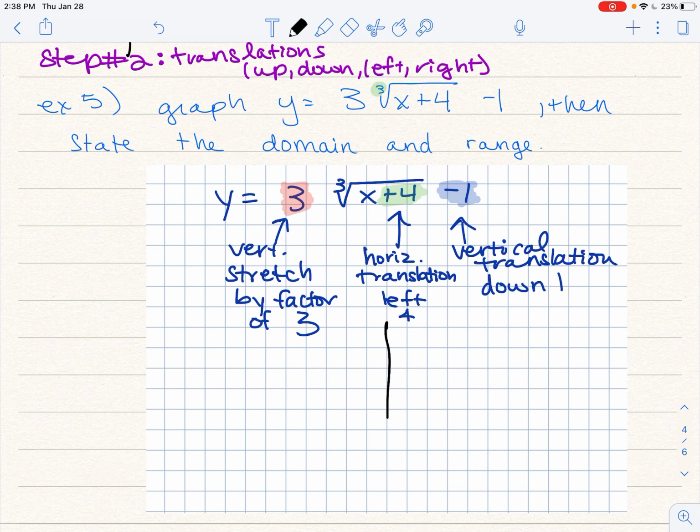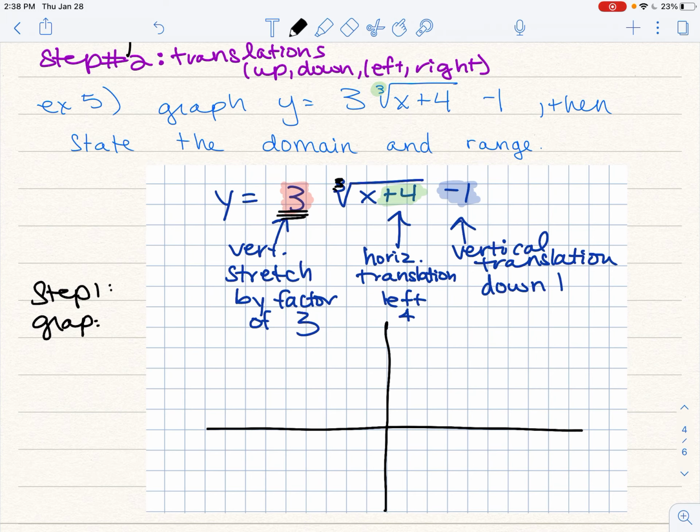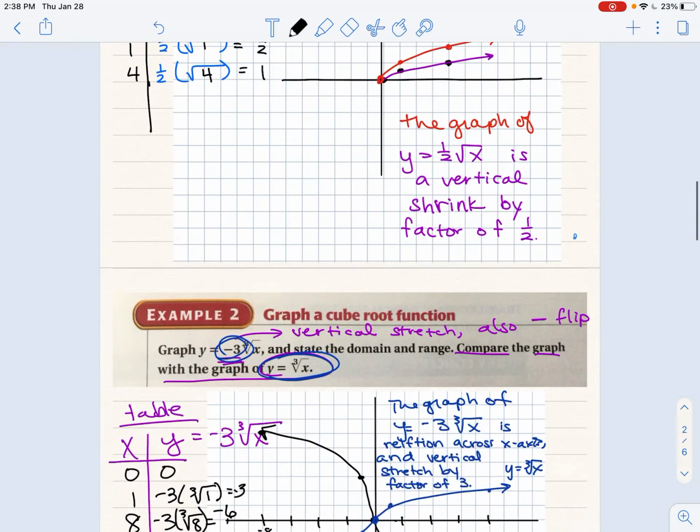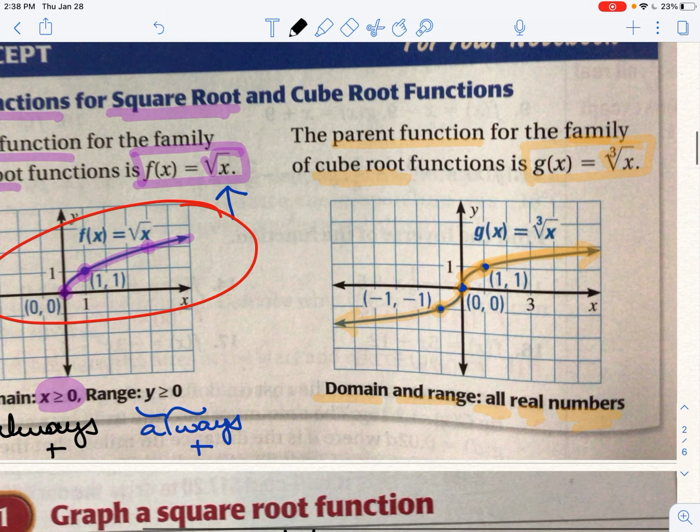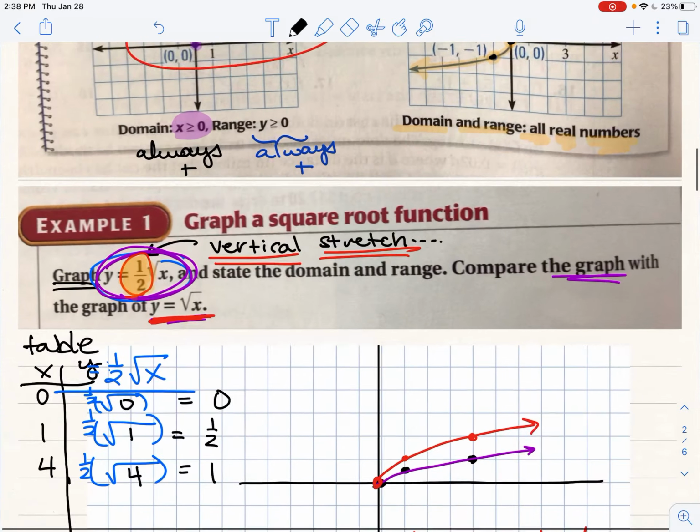Let's go ahead and graph the first part, the first step. So remember, step 1 is we're going to graph just the 3 and the parent function, okay? So we're going to graph y equals 3 times the third root of x. So we're going to pick some of those values that are really easy, just like we did before on our parent function up here. Here it is. Okay, this was our parent function. So I'm going to pick those values 1, 0, -1, and so on.